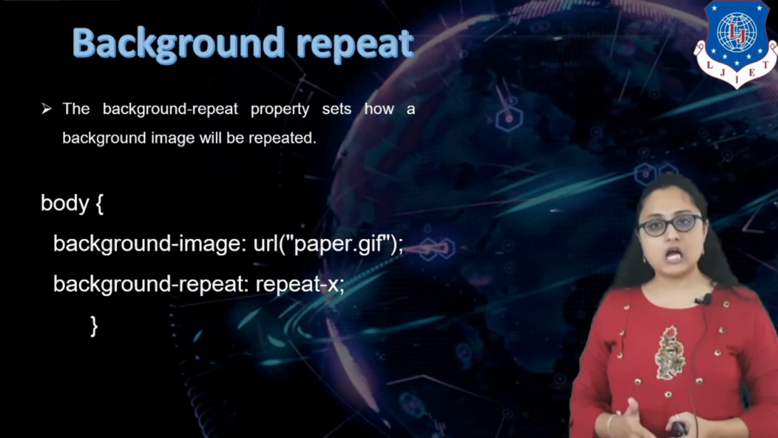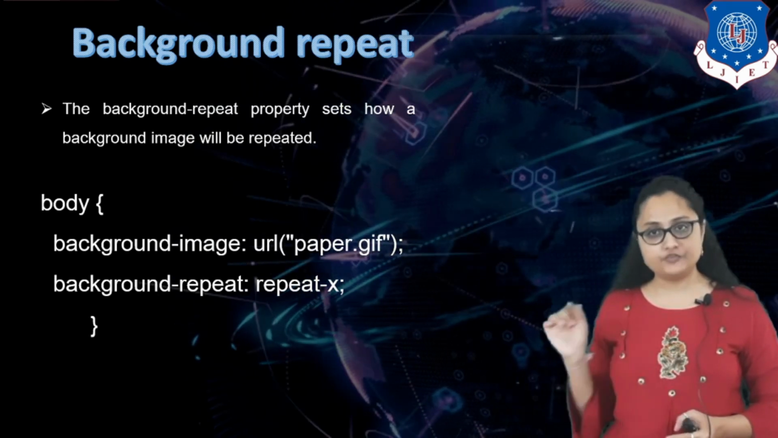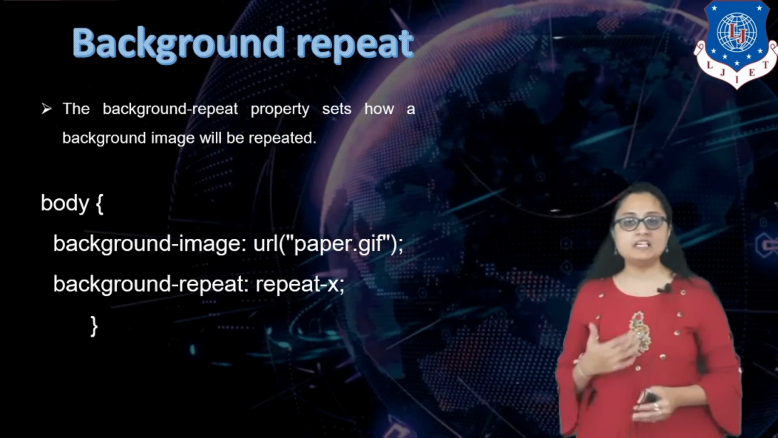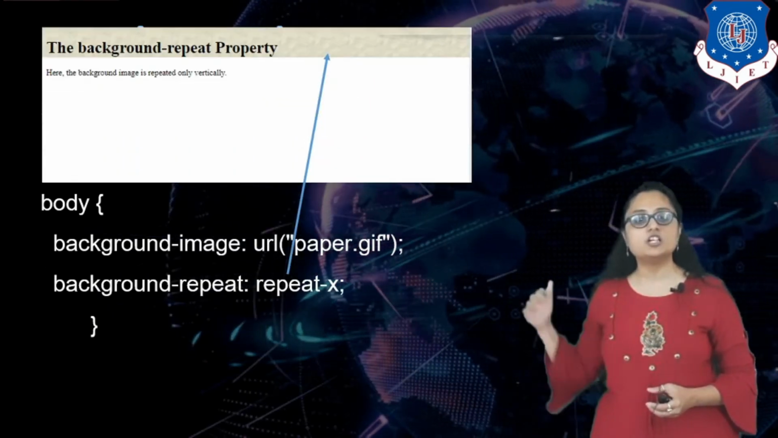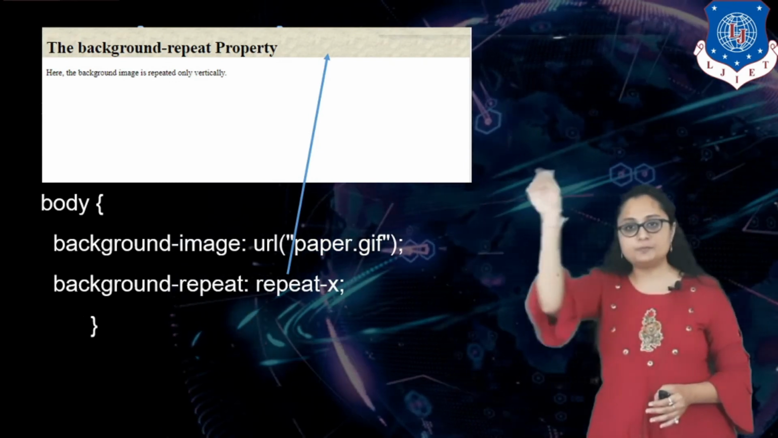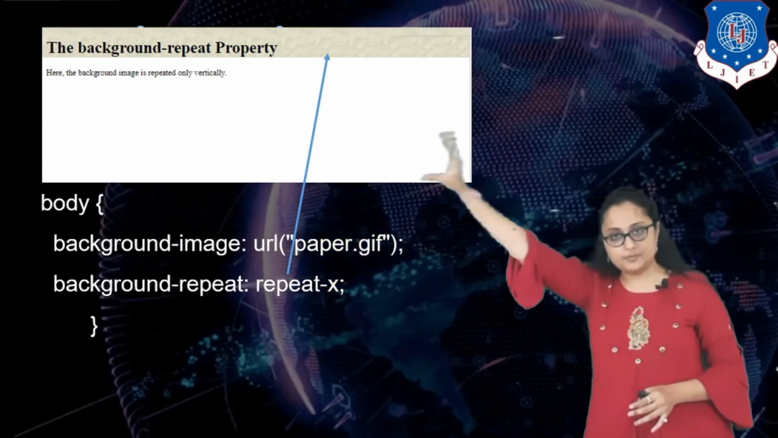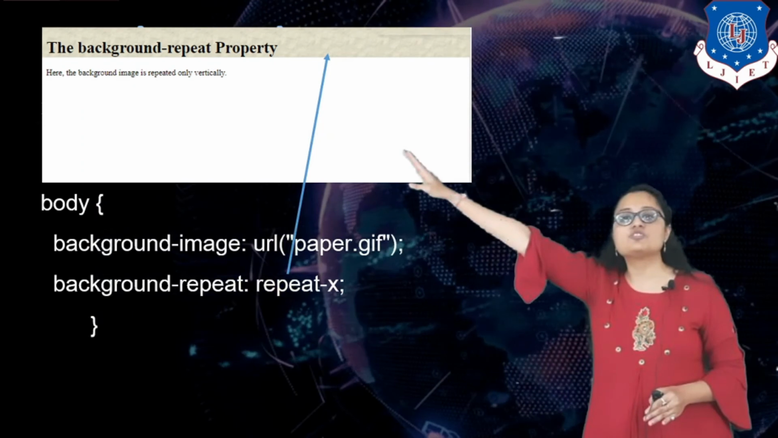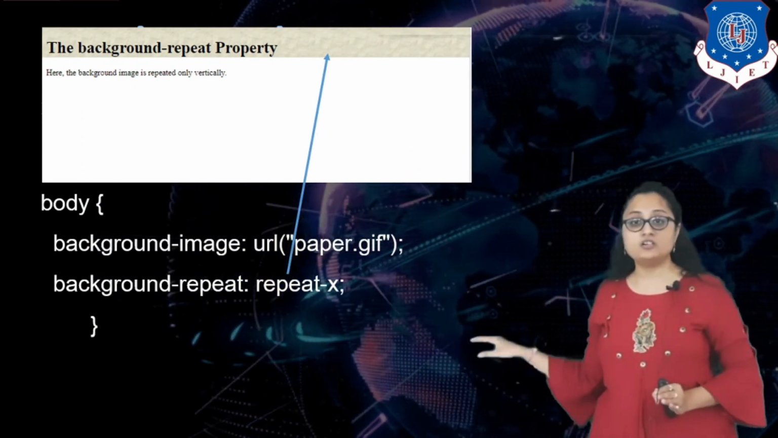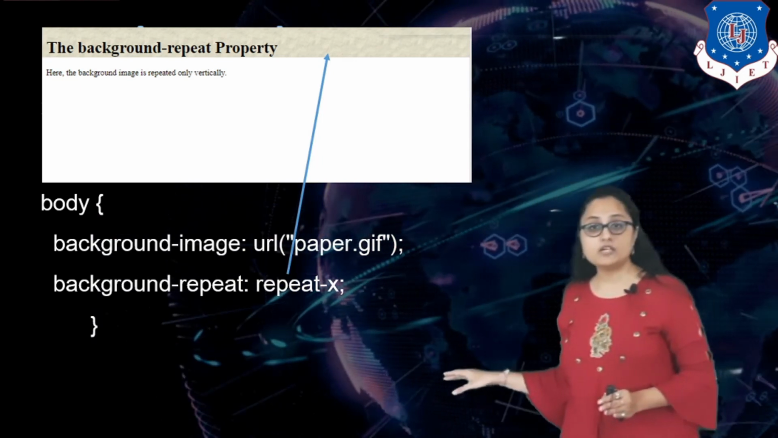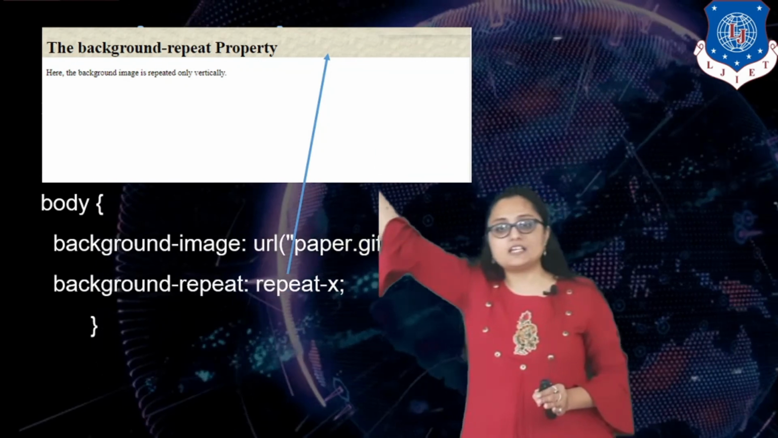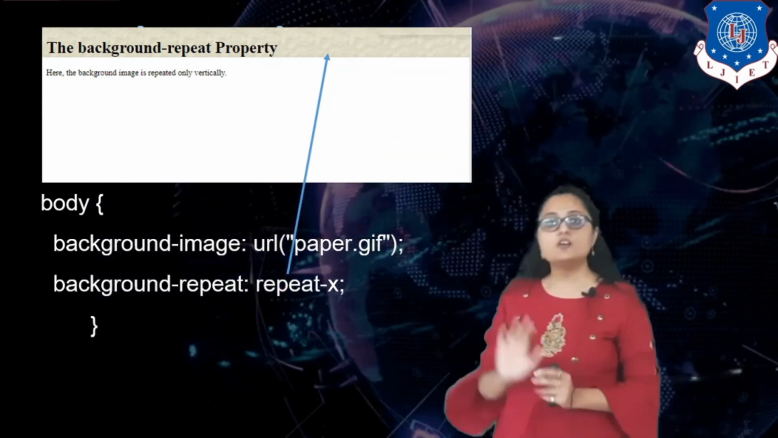Possible values are repeat, repeat hyphen X, repeat hyphen Y. Repeat X, it means my image should be repeated horizontally. So here you can see there will be a small image which is repeated horizontally, right? That is repeated only once because it is only horizontal repeat. Okay. Instead of that, if you had written repeat hyphen Y, what would have happened? This image which is repeated horizontally, instead of that it would have repeated only vertically.